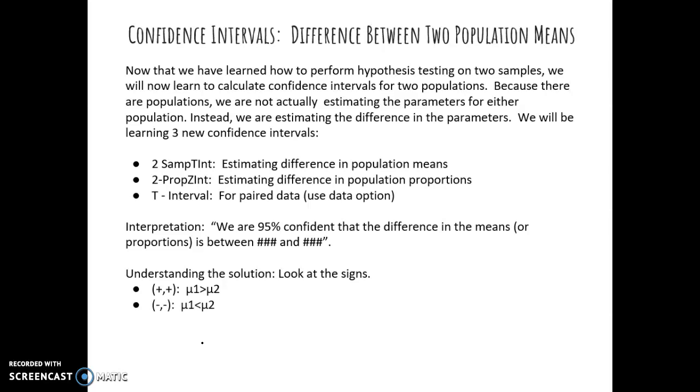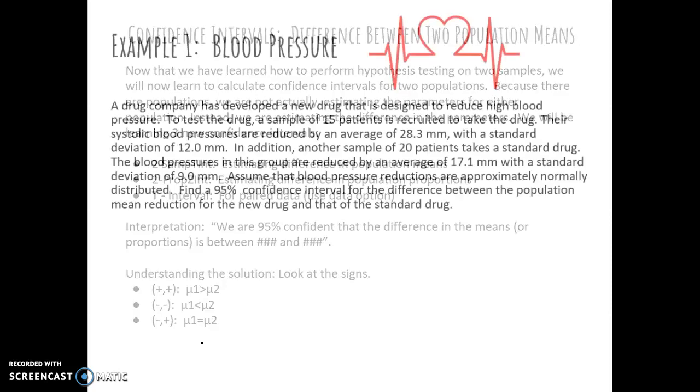If you have two negatives, when you subtract and you get a negative number, that means the first number was smaller than the second. So it implies that mu1 is less than mu2, or p1 is less than p2, or that mu d is less than 0. And if you get both a negative and a positive, that implies that 0 is included. And if 0 is included when you subtract two numbers and you get 0, that implies that there is no difference. So it implies that mu1 is equal to mu2, or that p1 is equal to p2, or mu d is equal to 0.